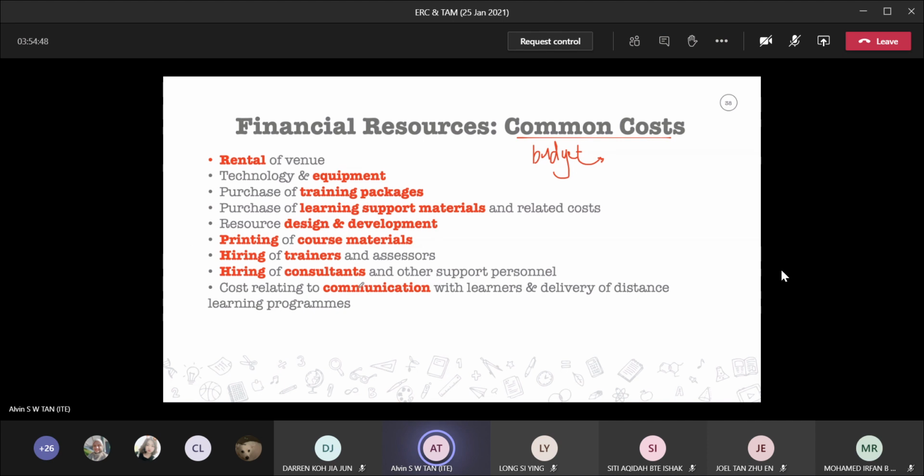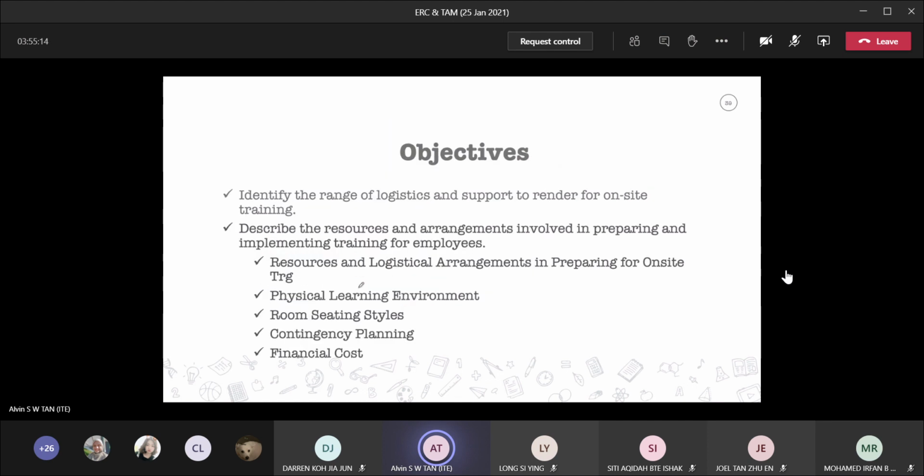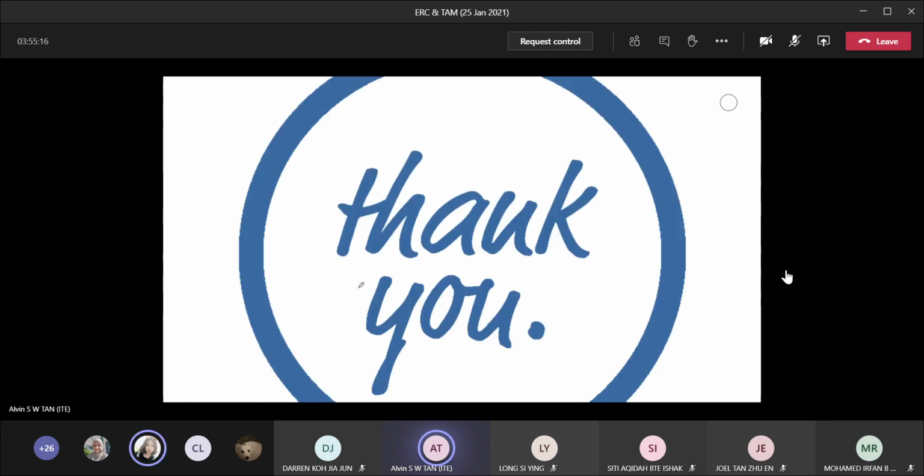Then costs related to communications. Do you need to find somebody to publicize it? Do you need to create an advertisement? What about the marketing materials? How are you going to publicize and send it out to everybody to create awareness? So these are the common costs. There are others. Okay, you can do a quick Google search. Okay, so we finished Unit 3.